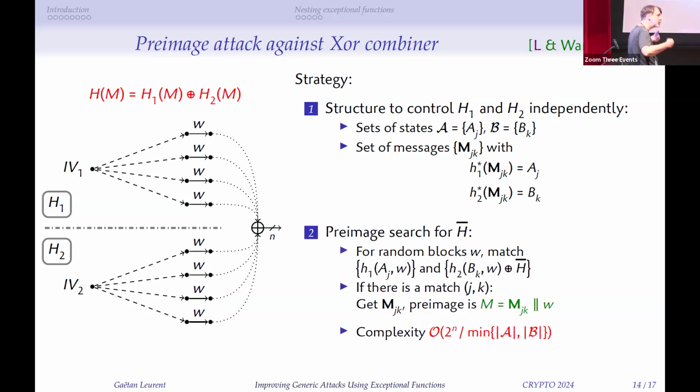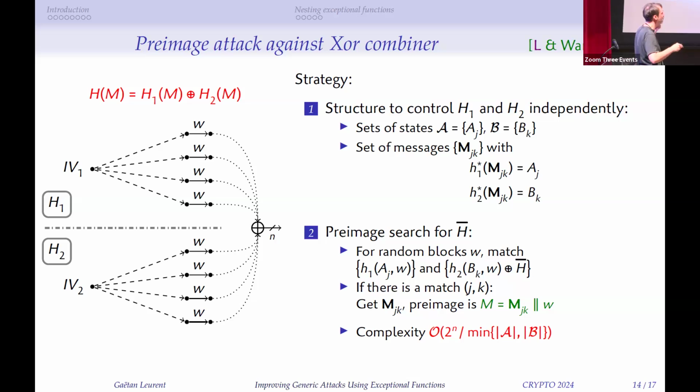And if you manage to build this structure, then you can do a pre-image attack relatively easily. You just start from your sets A and B, you append a random block W, you compute the new states, and you see if they match with the target value. And if there is a match, then you can directly compute your pre-image.